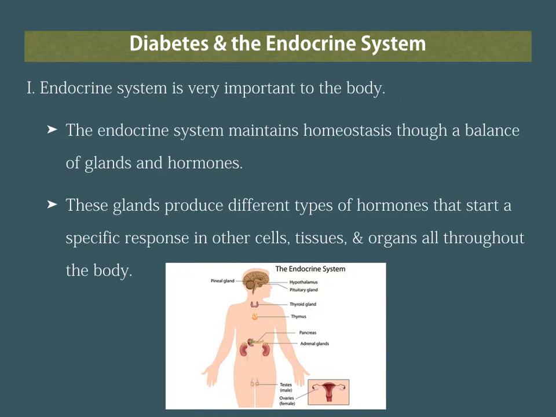Diabetes and the endocrine system. It's very important to the body. It maintains homeostasis through a balance of glands and hormones. These glands produce different types of hormones that start a specific response in other cells, tissues, and organs all throughout the body. Pictured is a picture of the endocrine system.